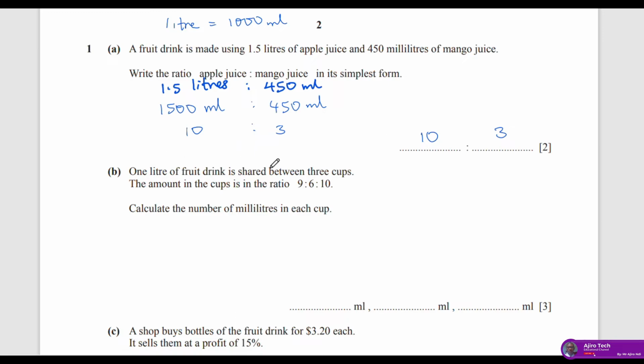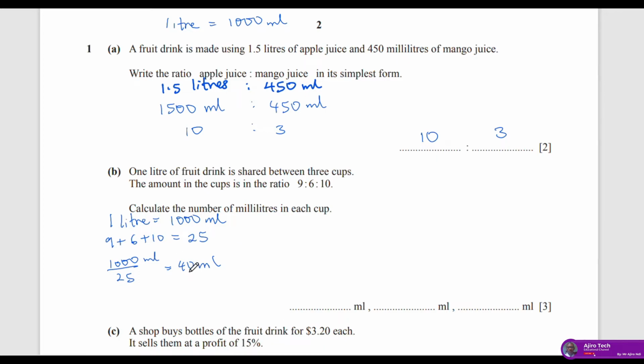Now, 1 liter is shared. So convert 1 liter to milliliters. 1 liter is 1000 milliliters. So you want to share 1000 milliliters in this ratio. Add the ratios. 9 plus 6 plus 10 should give us 25. So divide 1000 milliliters by 25, that should give us 40 milliliters. Then multiply each of the ratio by 40.